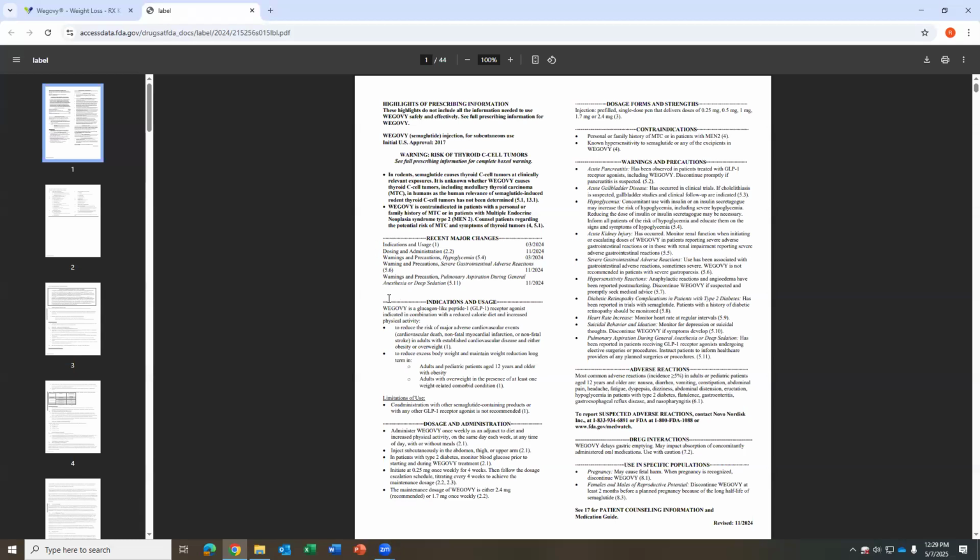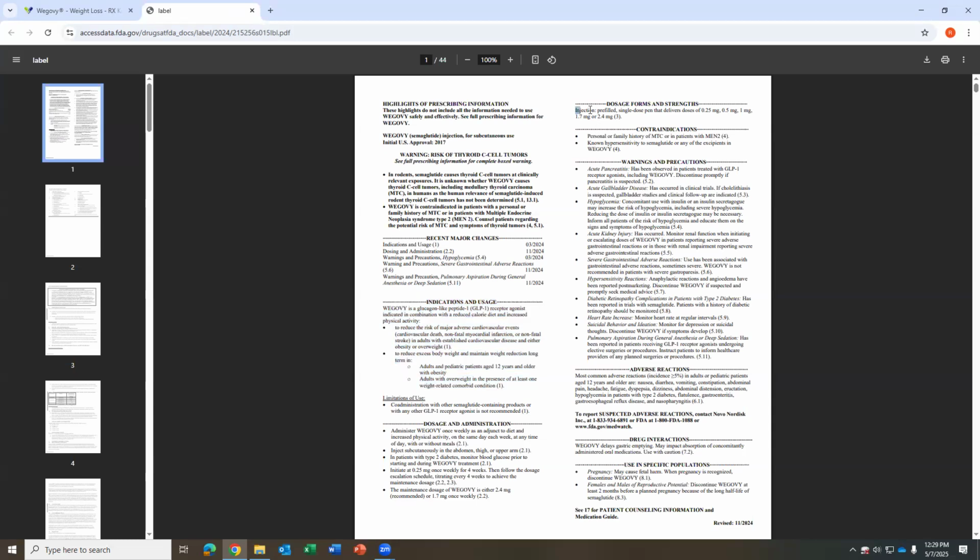In terms of the package insert, the first thing you usually look at are the indications. For Wegovy, it has two indications. One, to reduce risk of major cardiovascular events. And obviously, it has an indication to reduce excess body weight.